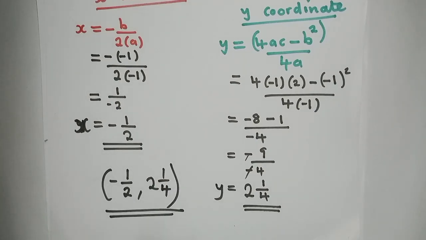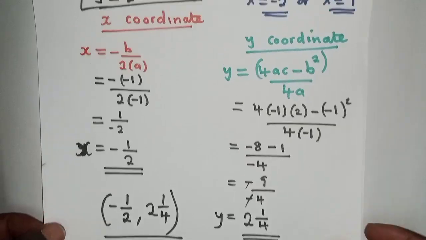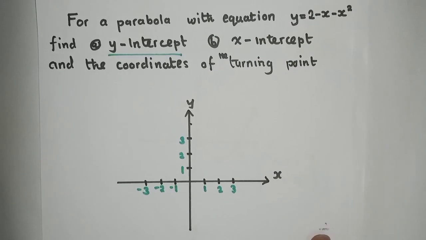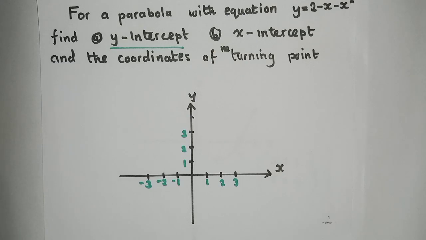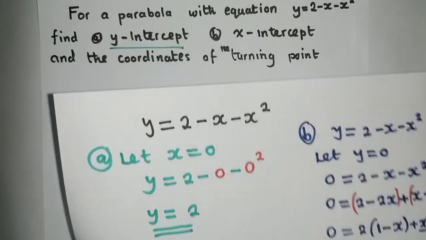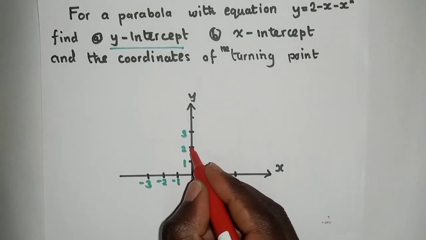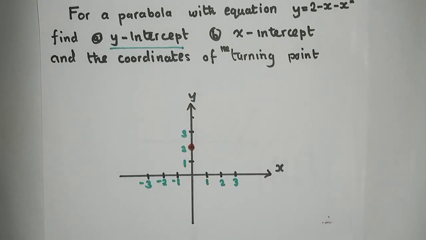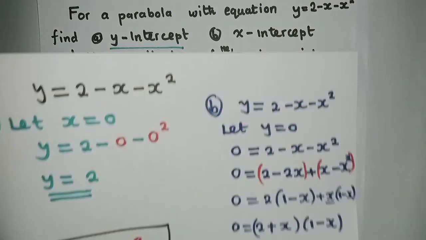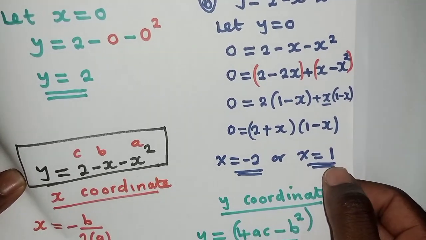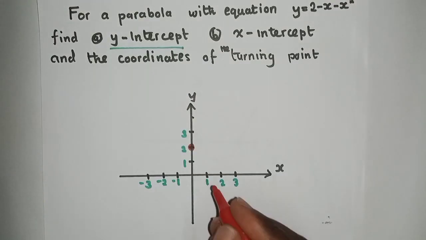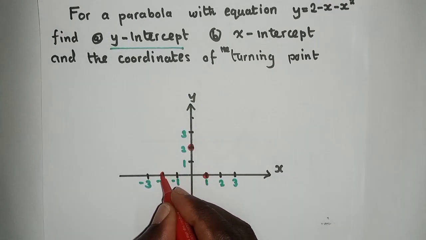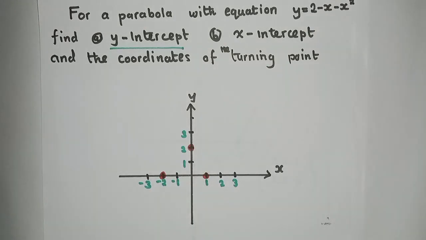Now if we want to put this on our graph, we can do this. What was our y-intercept? Our y-intercept was right here, which is 2. So our graph is passing at point 2. What is our x-intercept? Our x-intercepts were -2 and 1. So 1 right here, -2 is right here. We go to our turning point.